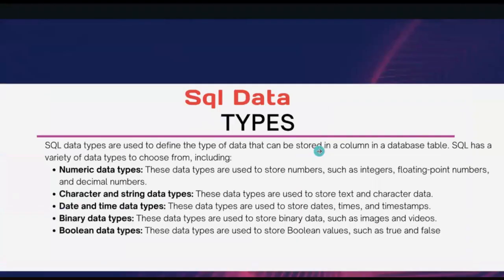SQL data type. Guys, what is the SQL data type? SQL data types are used to define the type of data that can be stored in a column in a database table. SQL has a variety of data types to choose from, including numeric data type, character and string data type, date and time data type, binary data type, boolean data type. Guys, the numeric data type is, for example, if you want to store some number, you can use a numeric data type.